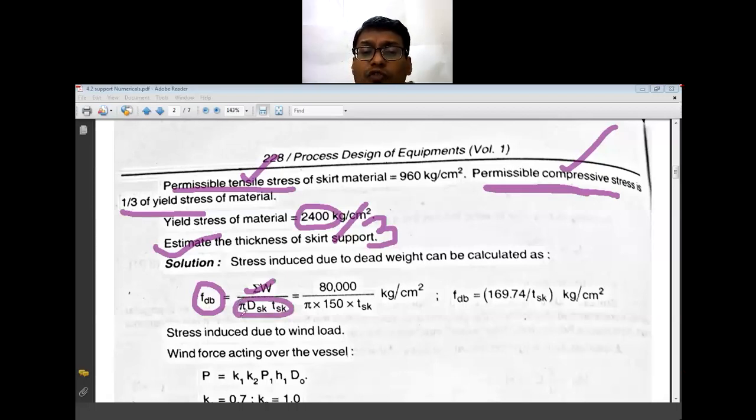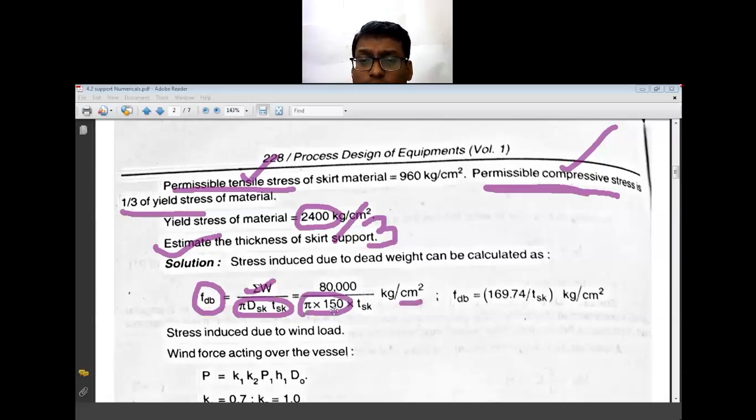Then estimate the thickness for the skirt support. So what will be the thickness of the skirt support? The total weight which is acting over this vessel has to be taken into account for that purpose. So first we have to consider the stresses induced because of the dead weight, then the stresses because of the wind or seismic load, and from there we are going to calculate the thickness for the skirt.